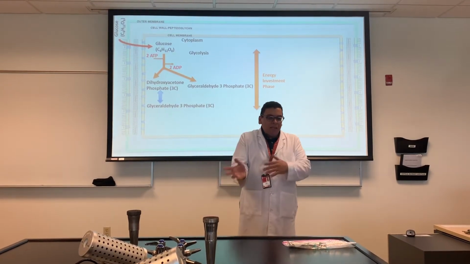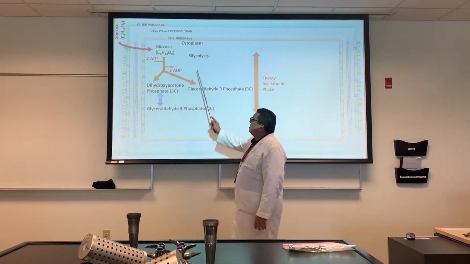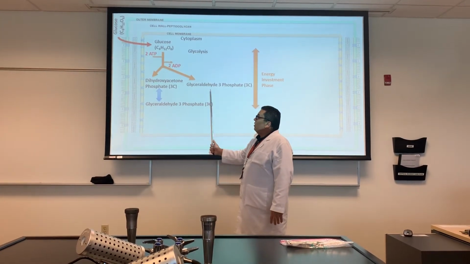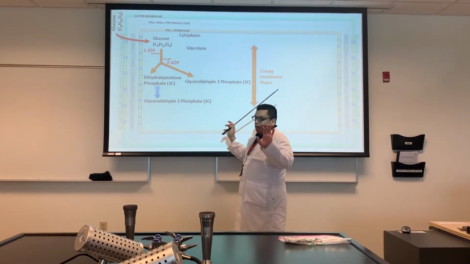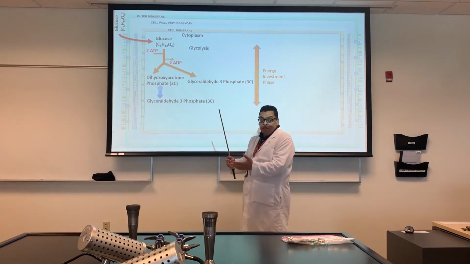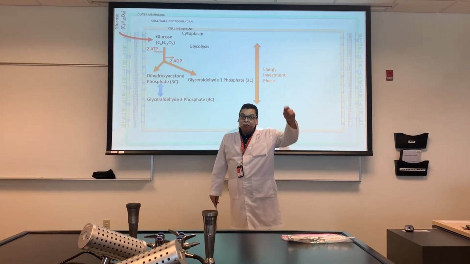Glycolysis, the breakdown of sugar. In glycolysis, you're going to break down the sugar, a 6-carbon molecule, into 2 G3Ps. So far, so good? The interesting thing is that to initiate this process, you need 2 ATPs to start it.